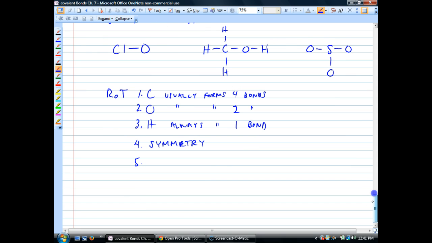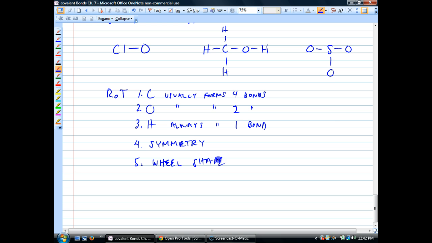Fifth is, I knew there was a fifth one. Symmetry. Atoms with the most bonds go in the center. Oh, this kind of wheel shape. So it's related to that.